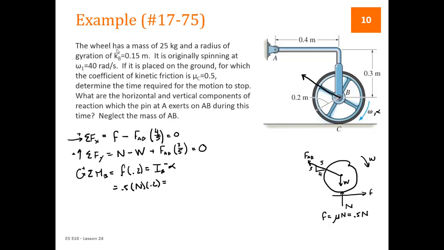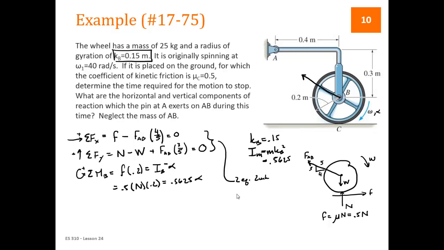Let's take a look at IB. They give us kB, the radius of gyration. If kB is equal to 0.15, then IB is equal to the mass times kB squared, which gives us 0.5625. So this is equal to 0.5625 times alpha. We don't know N, but we can find N, because up here we have two equations and two unknowns. So you can plug them into your calculator and you will get that N is equal to 178.3 and FAB is equal to 111.5.